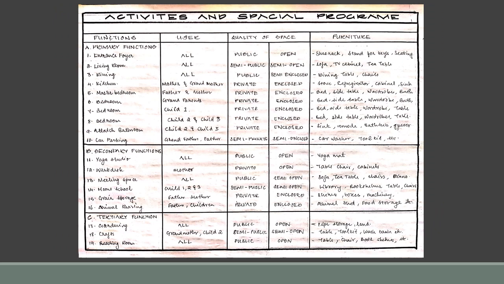This is the activities and spatial program chart. I've divided the functions into three types: primary, secondary and tertiary. It shows the different types of users, who comes in which room, and the quality of spaces, such as whether it's public, semi-public or private, or whether the spaces are open, semi-open or enclosed, and what furniture will come in each room.